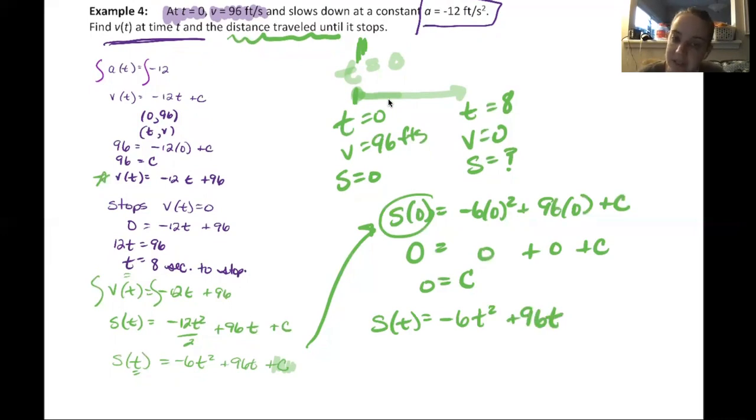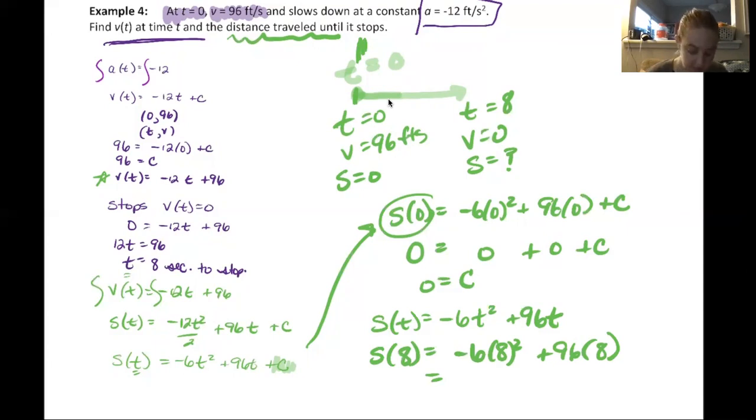The distance traveled until it stops. Now we can put that 8 in, that 8 seconds, the position at 8. It's negative 6 times 8 squared plus 96 times 8. All right. That mental math is definitely not happening this morning. Negative 6 times 8 squared plus 96 times 8. 384. What units do we have? Feet. So in those 8 seconds, it travels 384 feet. All right, there you go.